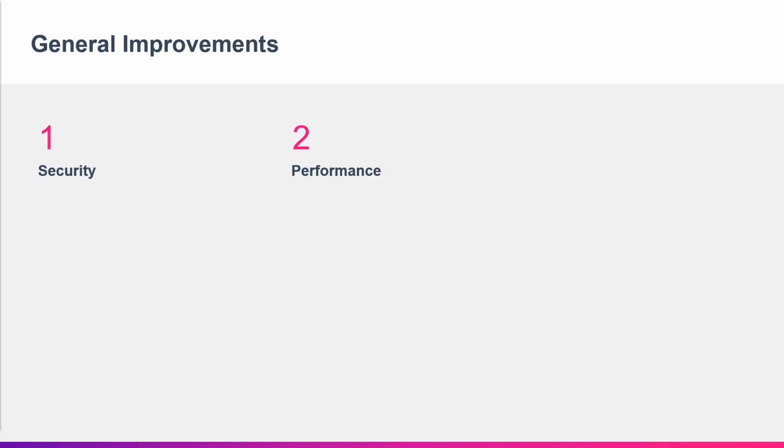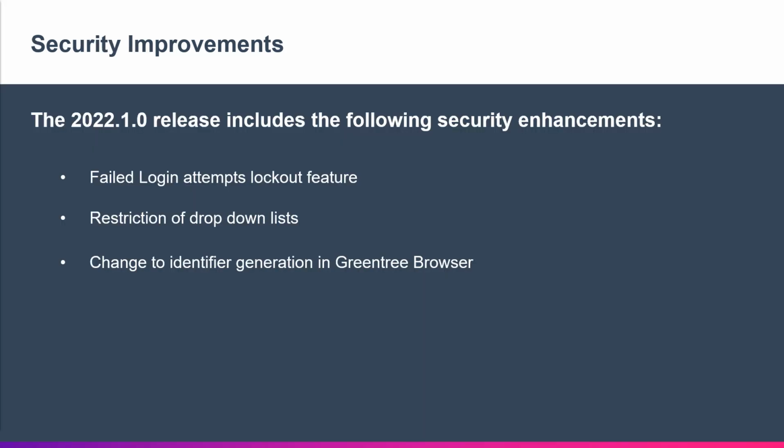Moving on to general improvements, there have been general improvements for both security and performance. This release includes the following updates that increase the security of the MYOB Greentree system. Behind the scenes improvements have been made to the lockout feature. If a user tries to log in with the incorrect username and password too many times, they are prevented from trying again. This applies to Greentree Desktop, Management Console and Credit Card Maintenance form.